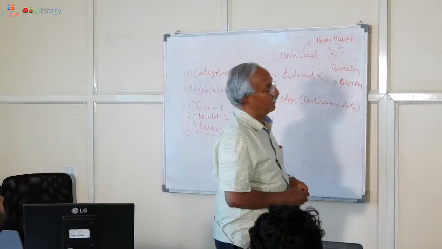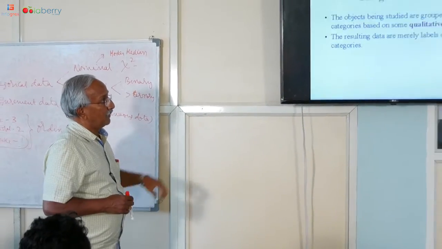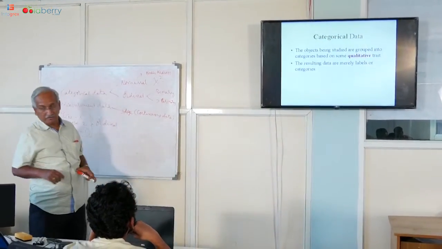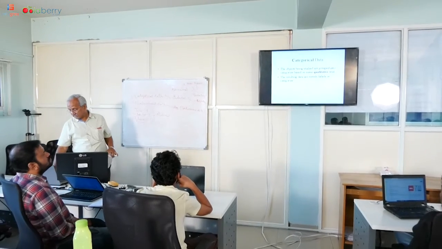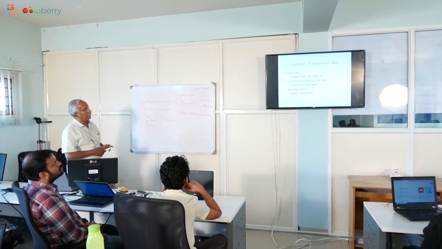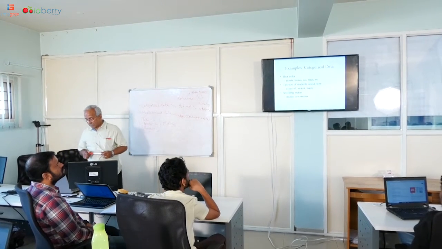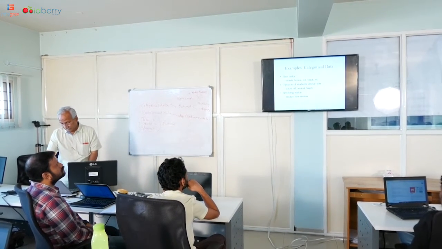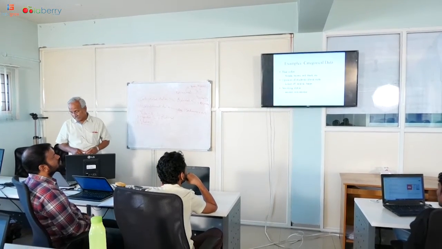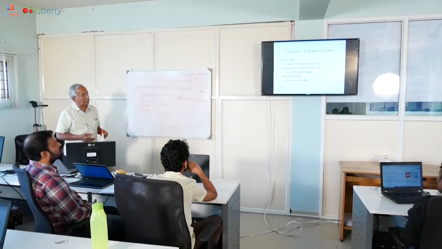Whenever the objects being studied are grouped into categories based on some qualitative trait, the resulting data clearly labels the categories. That is what is called categorical data. These are examples of categorical data, like plot colors brown, red, and black, opinion of students, critical and happy, and status like better. So this is what you have.